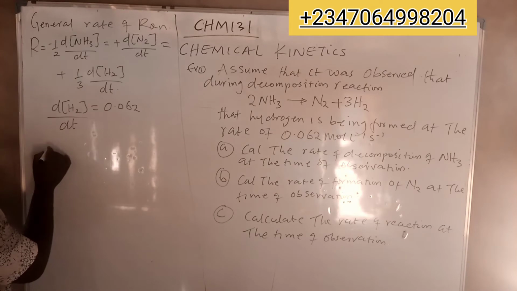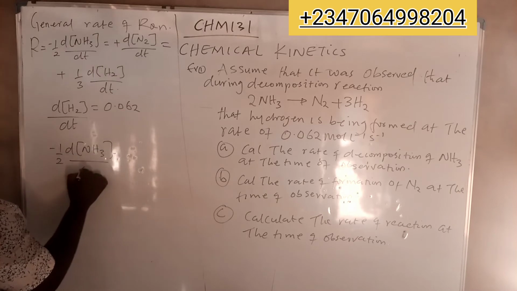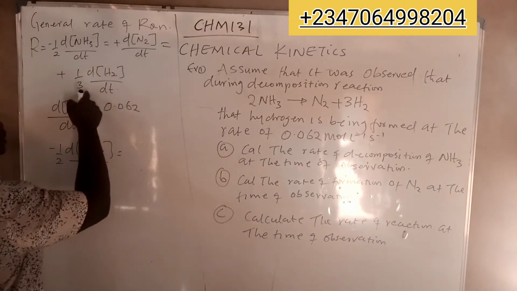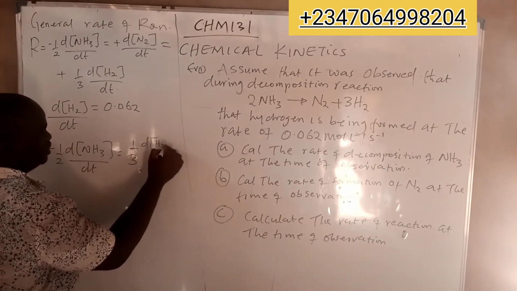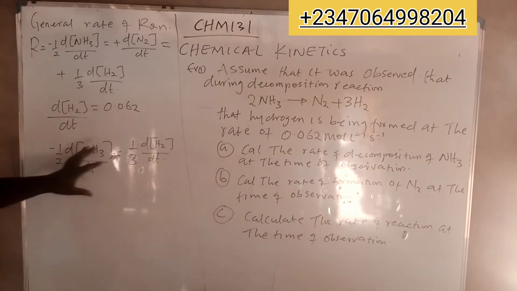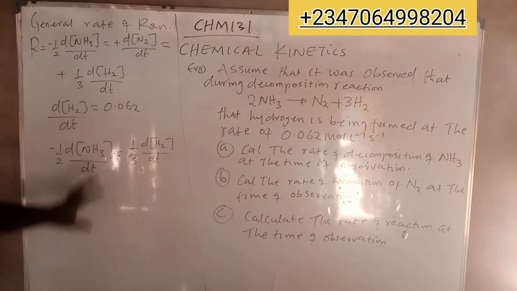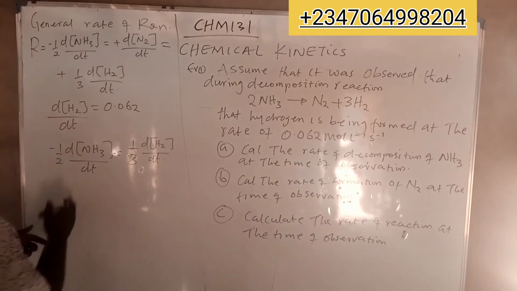So from here, this is just minus 1 all over 2 times the change in ammonia over the change in T, is equal to that of the hydrogen for the general rate of reaction, 1 all over 3 times the change in hydrogen over the change in T. Now, but you already have this. So all you need to do right now is make the rate of ammonia the subject of the formula and insert, and your answer will flow just naturally. This is so easy. You can simply just pause the video and solve it yourself. So all I need to do right now, I want to make the rate of disappearance of ammonia the subject of the formula.